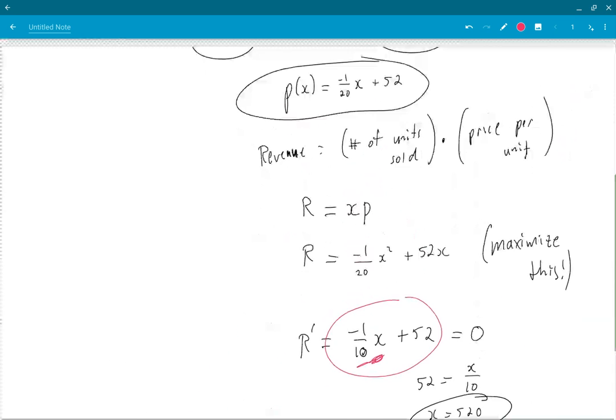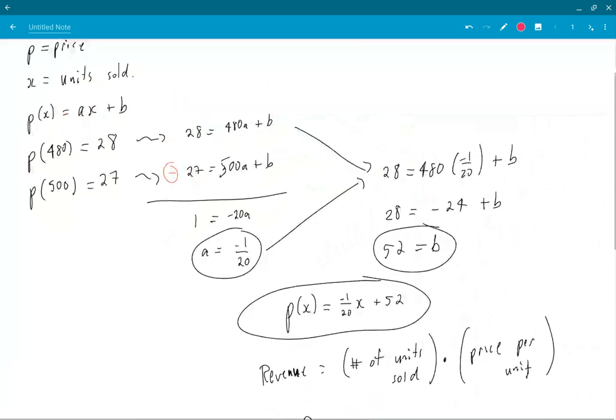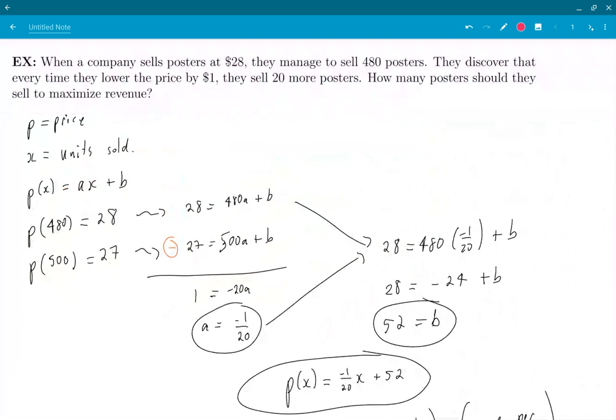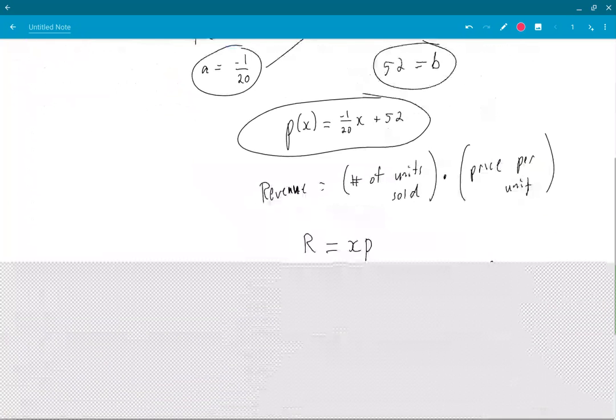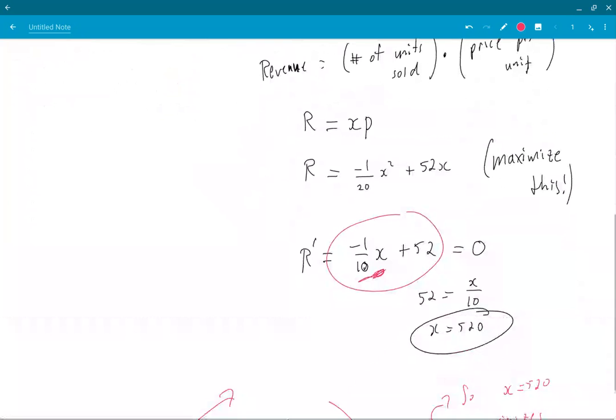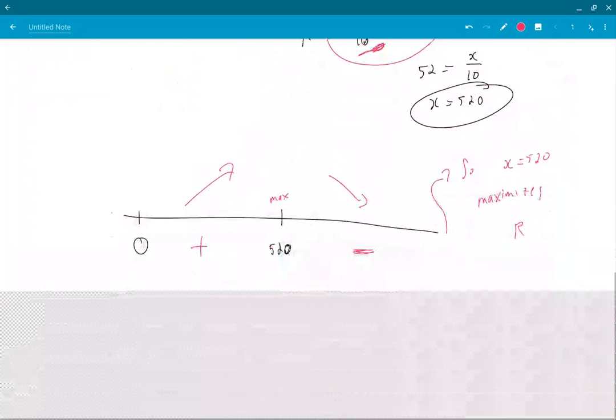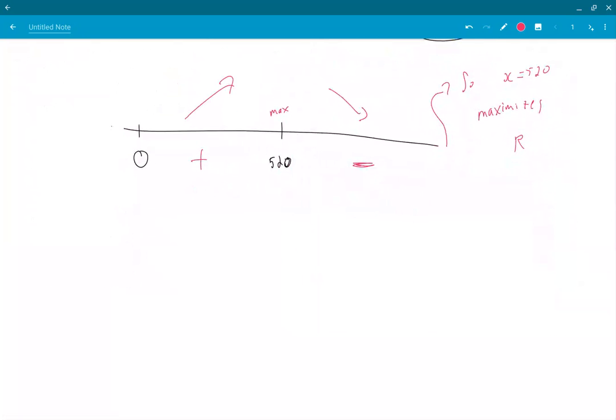So did that answer your question? Let's see what the question was. Probably you want to find the price, right? No, I'm good. They just want to find how many posters. Okay, so I want to sell 520 posters. If I were asked the price, what is the price point that gives that maximum? Well, you just take P of 520 and work it out.